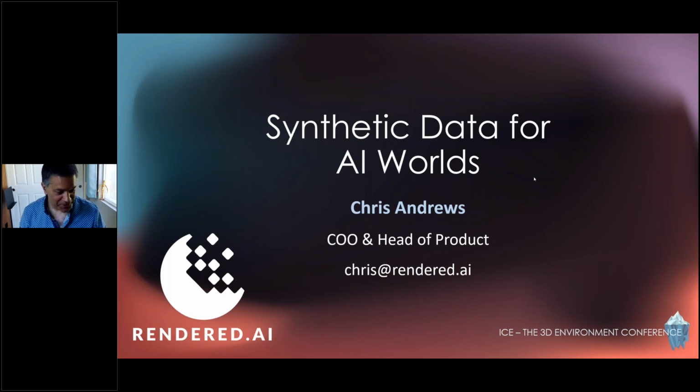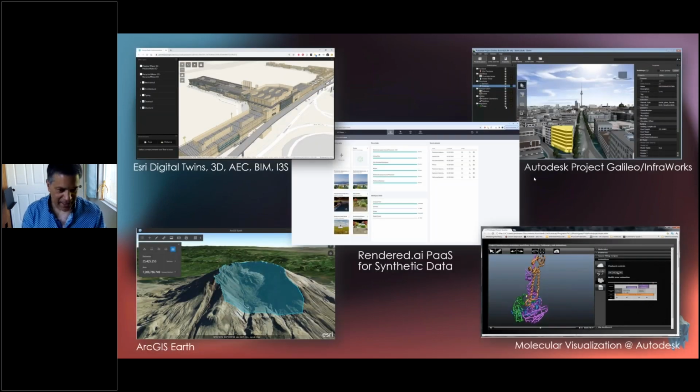So I'm Chris Andrews. I am the COO and head of product at a seed-funded startup called Rendered AI. My background, though, is fairly deep and diverse. I actually taught the first GIS classes at my university, having taught myself geographic information systems. My background is actually in geology and biology, specifically ecology and evolutionary biology. But basically GIS and programming got me my first jobs.